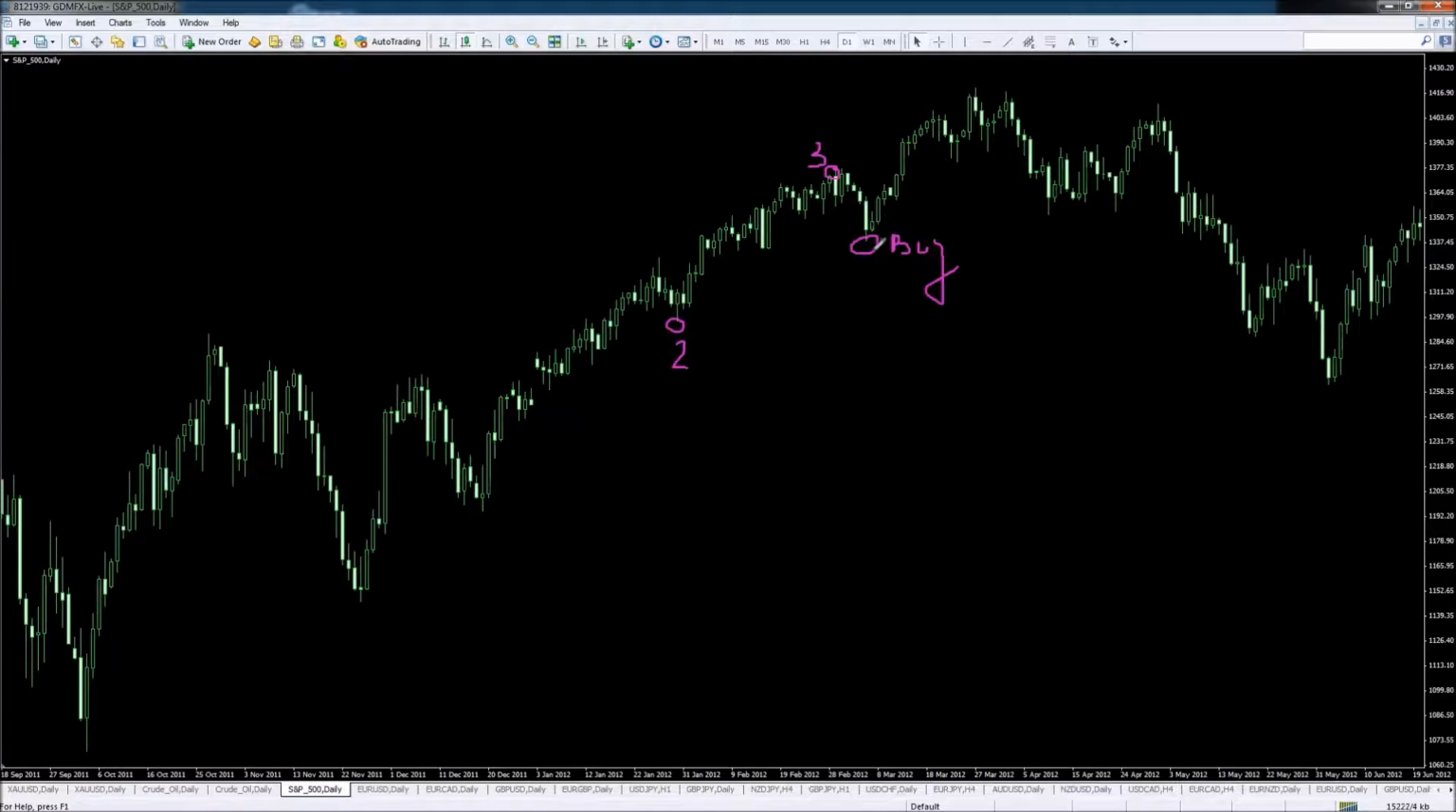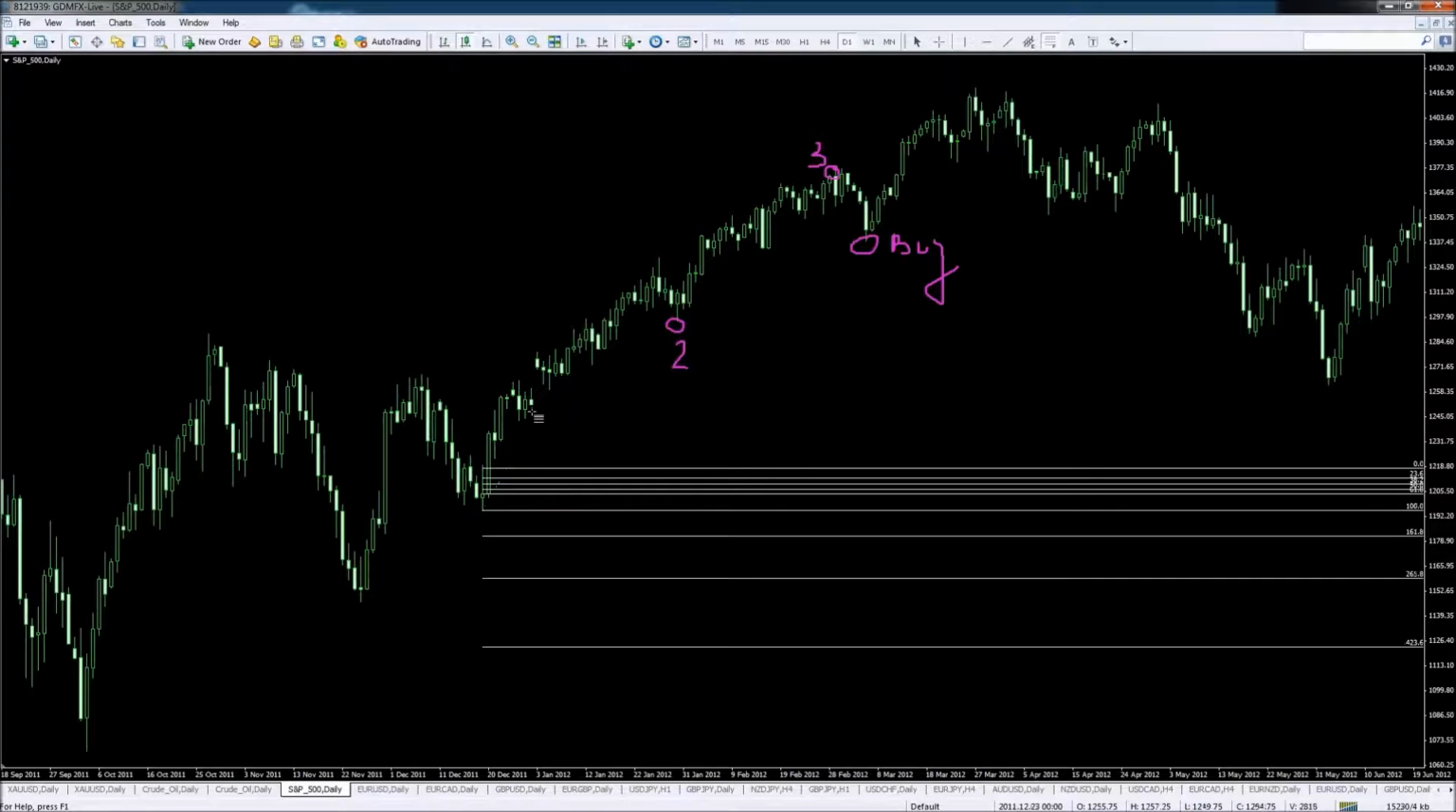How do we find out that this is the buy order? Let's use the Fibonacci retracement. I've already preset the settings here for the Fibonacci, and we are going to measure the retracement in percentages.